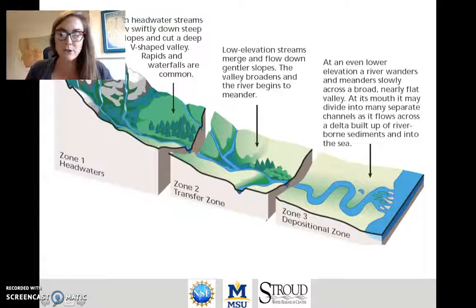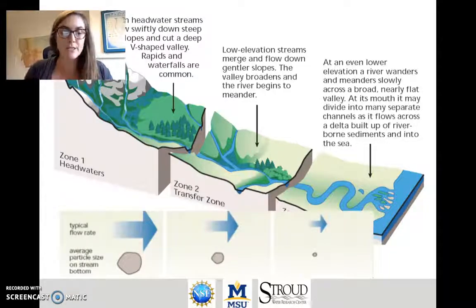Across these different zones, you have different flow rates and sizes of a particle or substrate on the stream bottom. So this diagram shows you via the arrows what the typical flow rate is, where you have a high flow rate in the headwaters and a relatively low flow rate at the depositional zone. You also see a pretty important transition in the particle size as you move from headwaters to the depositional zone, from large particles on the stream bed or the river bed in the headwaters to relatively small particles, things like sand, as you move into the depositional zone.